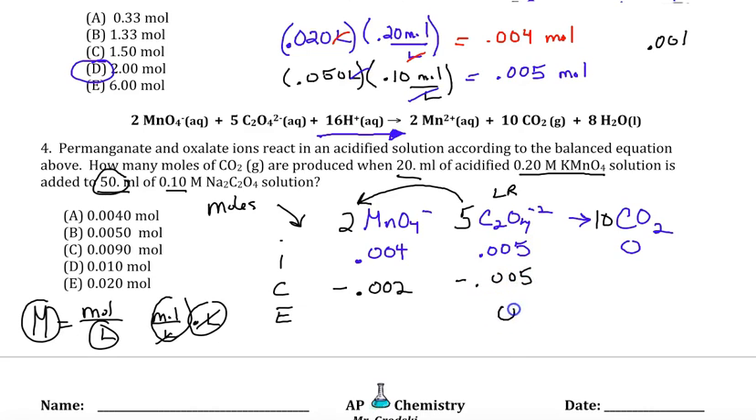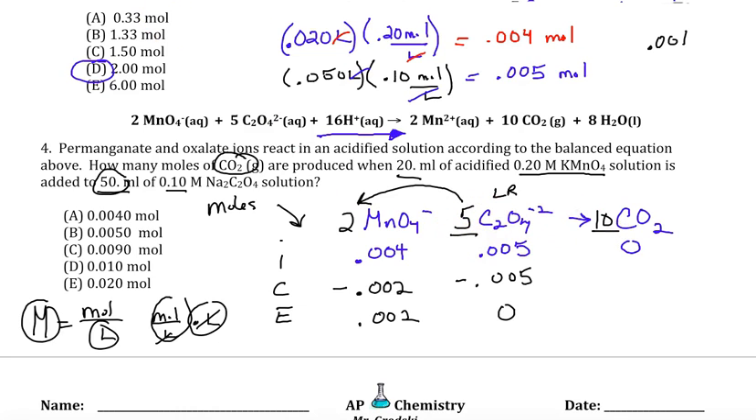Okay, it's going to go to 0. This goes to 0.002. And what happens here? Well, what are they asking for? Okay, what is in the balance? How many moles of CO2? That's what they're asking. Well, I know this is a 10:5 ratio, right?